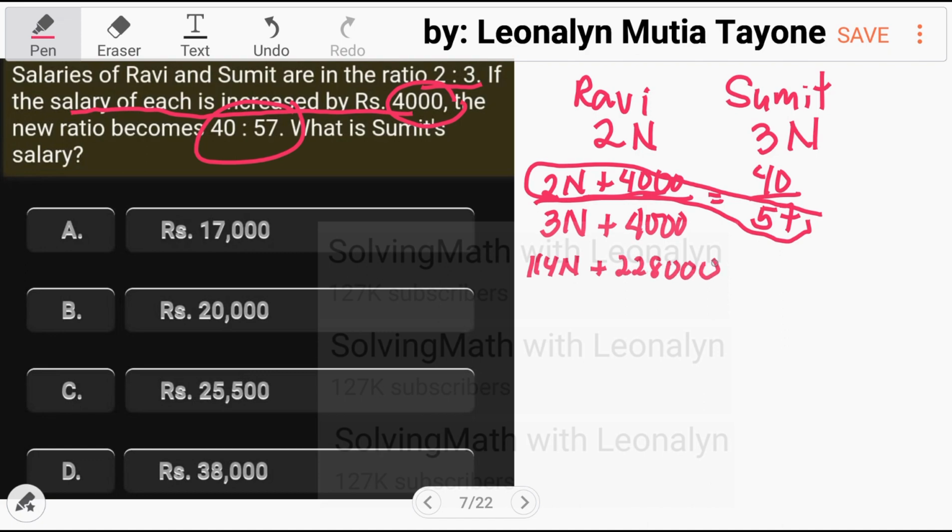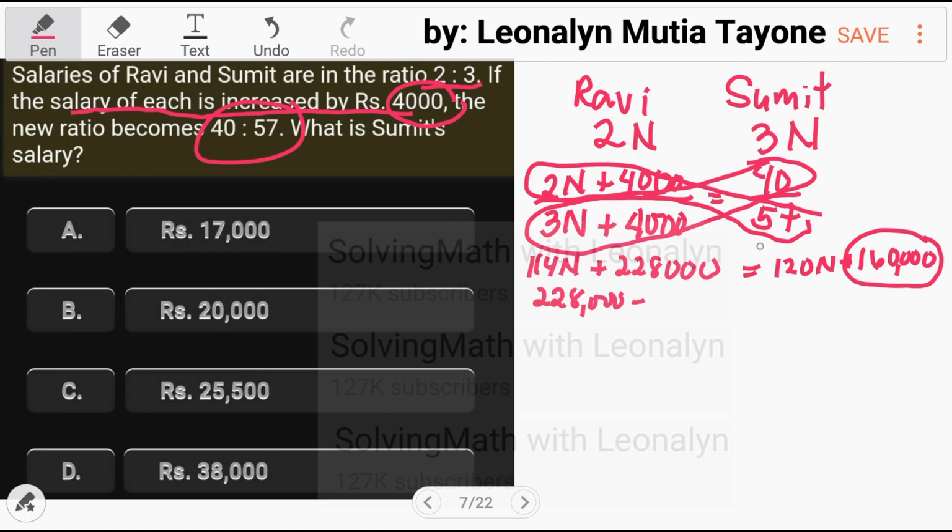Tapos kopyahin yung tatlong 0 equals, ito namang si 40 times 3n, and that is equals to 120n plus 4 times 4 is equals to 16. Ilan bang 0 yan? 1, 2, 3, 4. So that is 160,000. Ngayon, ipagsama yung mga like terms. I-keep natin dito si 228,000 minus. Kasi itong 160,000 pang add dyan, pang minus na siya kung i-transfer natin. So, this is 160,000.